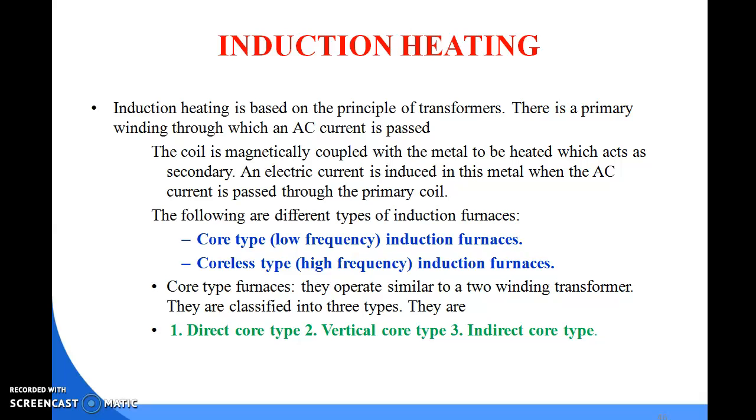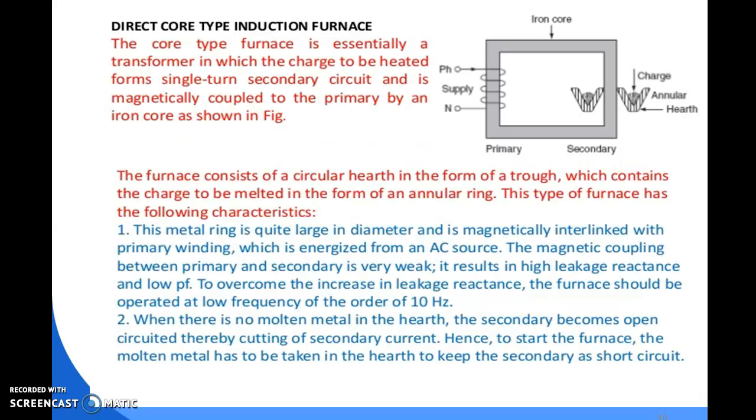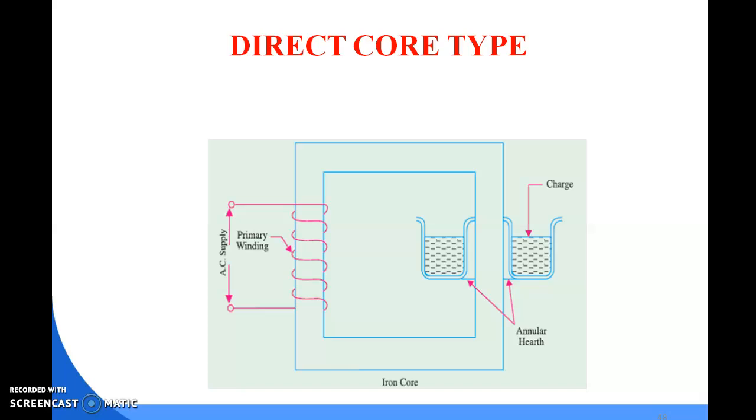What is the direct core type? What is the vertical core type? What is the indirect core type? So, let's come to the direct type induction furnace. See here, this is the direct core type. Here the primary winding is there, and the secondary winding is open. Here the primary winding and secondary winding are magnetically coupled.